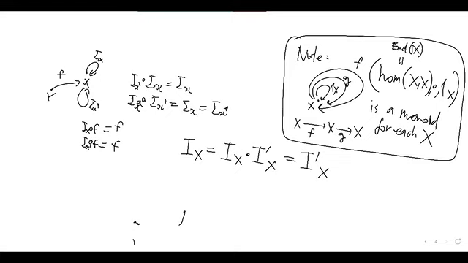And then what you were saying was magma then? Magma is when you don't have associativity, and you don't have identity either. It's just a binary operation. That's why it's called magma.